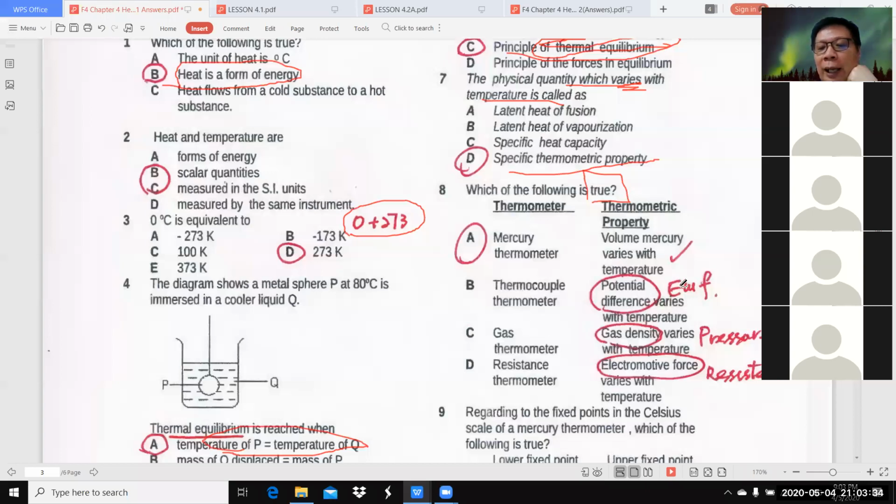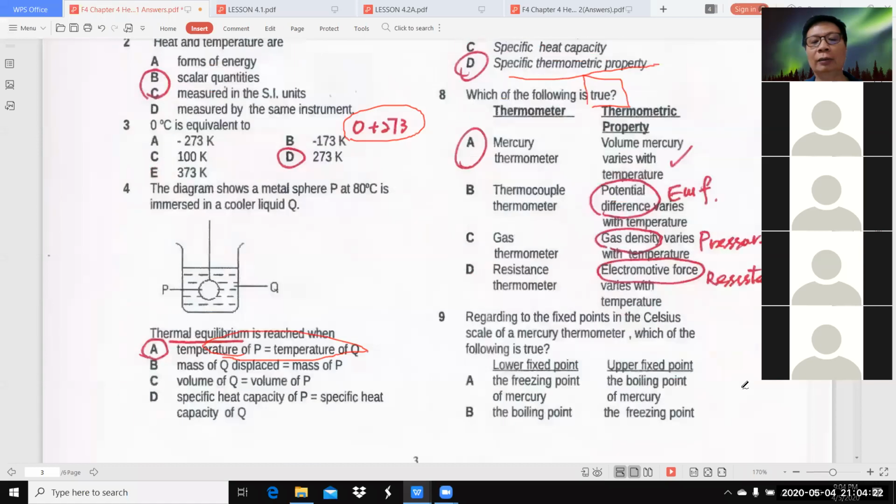Thermocouple is supposed to be the electromotive force, or the voltage, varying with the temperature. It's not potential difference, it's electromotive force. In Form 5, you will learn the difference between potential difference and electromotive force. Electromotive force varies with the temperature. Then for the gas thermometer, it's not gas density, it's the pressure of the gas that varies with the temperature. And the last, the resistance thermometer: the thermometric property is the resistance, which changes with the temperature.